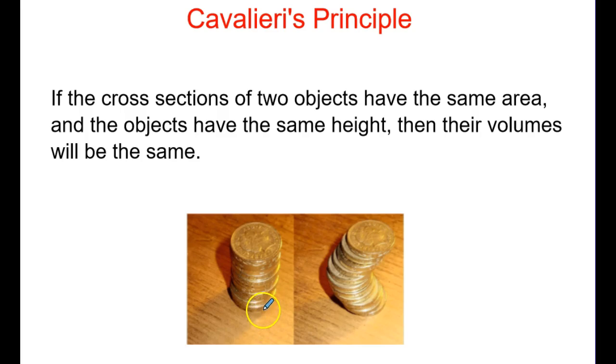If we had the same number of coins stacked in both of these stacks, as long as the area of each coin is the same and the stacks have the same height, the volumes are going to be equal to each other, regardless of whether the stack is straight up and down or curved. That's Cavalieri's principle, looking at cross sections of three-dimensional shapes.